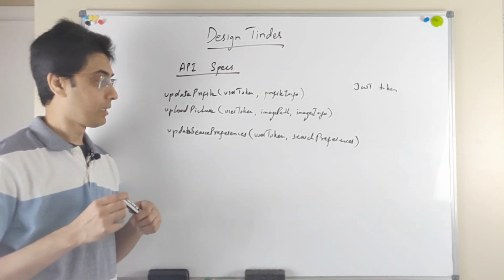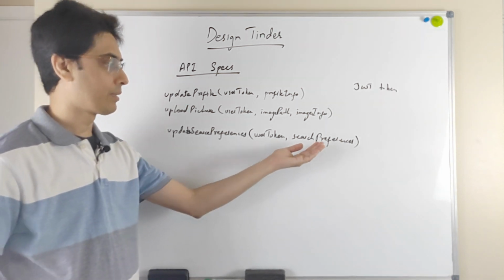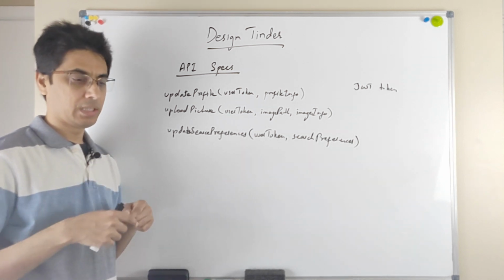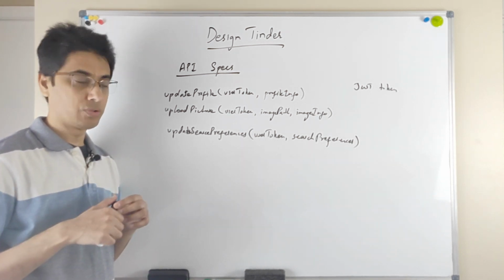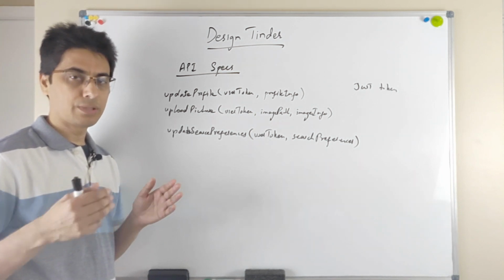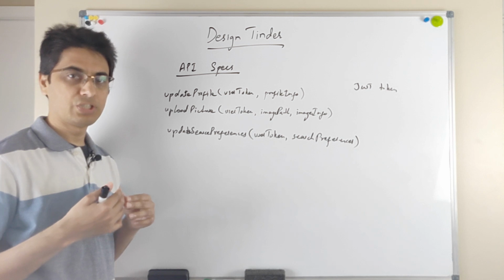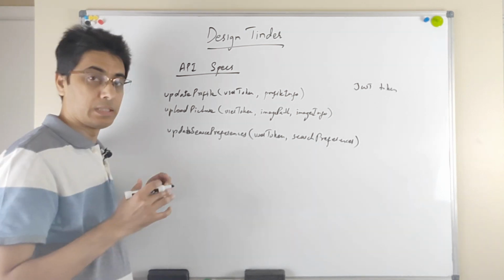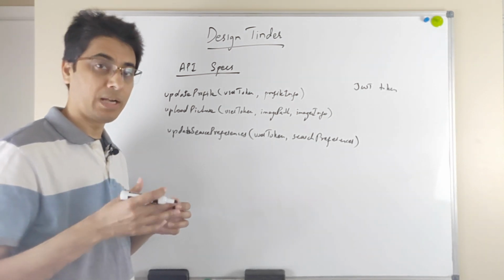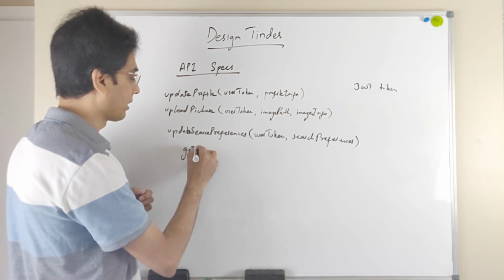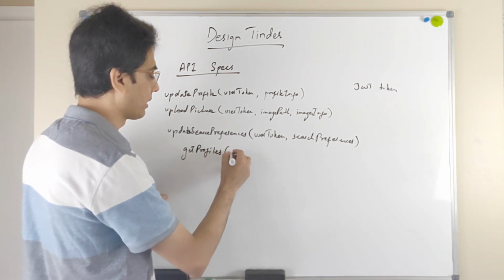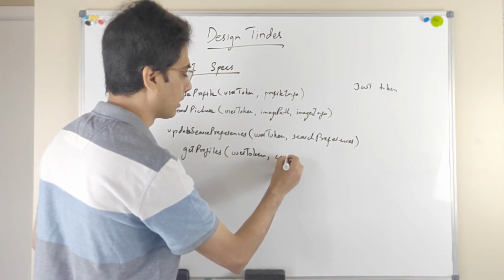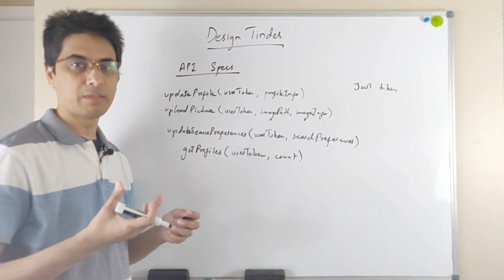There is another API that Tinder provides through which the user can update his or her search preferences. This API takes the user token as input and the search preferences. And the search preferences include the distance from the user within which the user wants other profiles to be shown, the age range that he is interested in, the gender orientation he is interested in, and other interests, activities or hobbies that he is interested in. Now there will be another API to get the profiles of the nearby users, which is get profiles. It takes the user token as input and the count. The count is the number of profiles which the user wants to get.